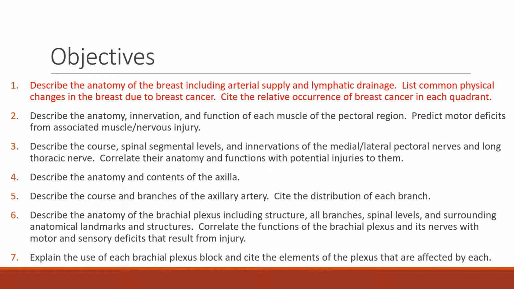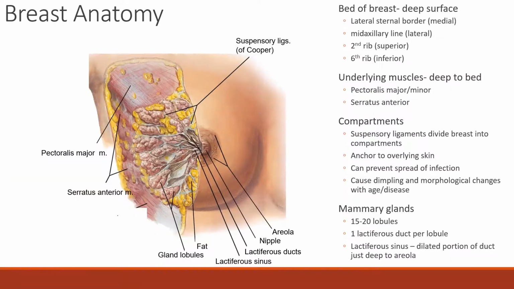First objective, we're going to talk about the breast tissue first. We're going to start from superficial to deep in the pectoral region, and as the breast tissue is part of the superficial fascia, we'll cover it first.